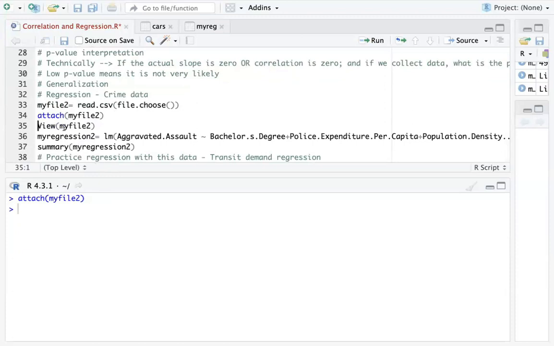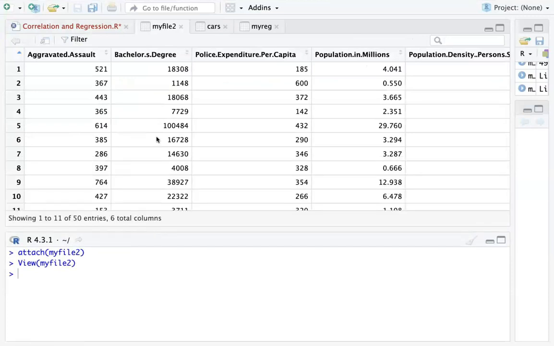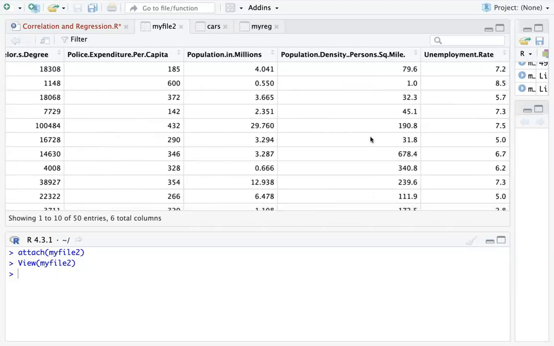And now I want to see what is there in that data. So let me see. Here is the structure of this data. It says we have these variables, and one of the variables is aggravated assault. Second is bachelor's degree. Next variable is police expenditure per capita. Next variable is population in millions, and then population density per square mile. And the last one is unemployment rate.